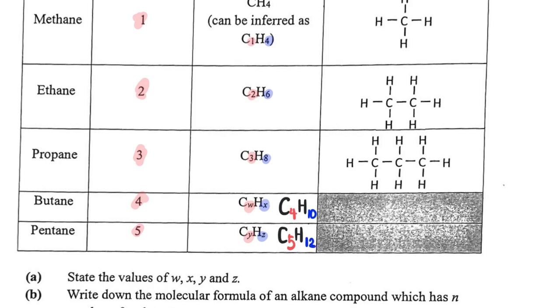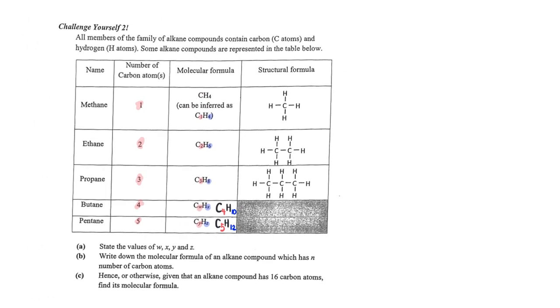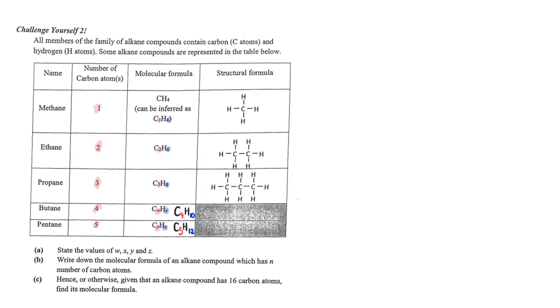And with that in mind, we could just go back. Let me zoom out again. And we could then write the answer for part A at the side, where we have our W equals 4, Y is also equals 5, and our X equals 10, and our Z is equals 12.